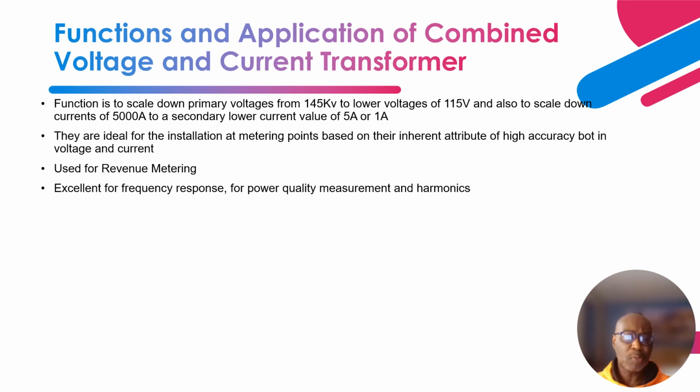And its goal is to scale down voltages from 115 kV to a secondary voltage of 115 volts, and that is line to line voltage, and line to neutral voltage of 69 volts. And for current, its goal is to scale currents all the way up to 5,000 amps to a lower current value of either 5 amps or 1 amp, basically for revenue metering devices. That is its main purpose. And sometimes, protective relay devices will need these signals, both voltage and current.